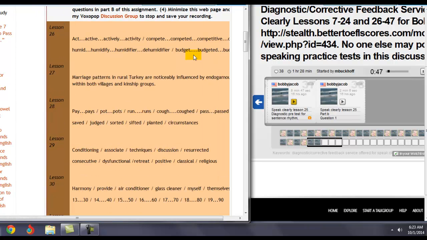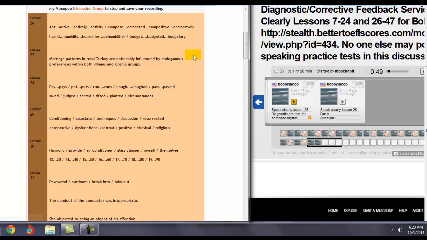Lesson number 27. Marriage patterns in rural Turkey are noticeably influenced by endogamous preferences within both villages and kinship groups. Okay. Lesson number 28. Pay, pays, pot, pots. Run, runs, cough, coughed, pass, passed, saved, judged.